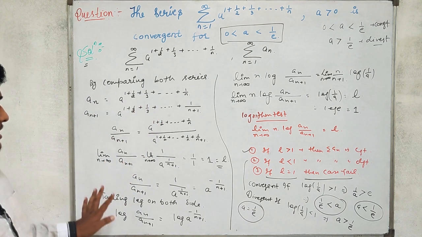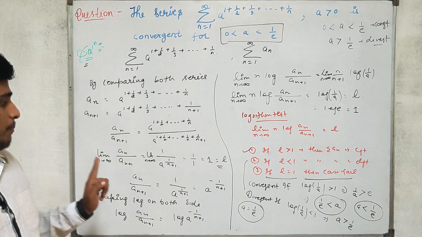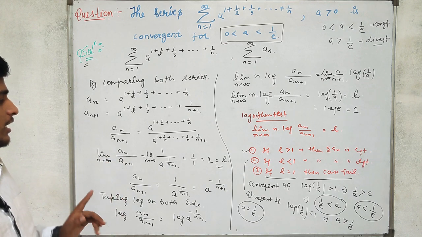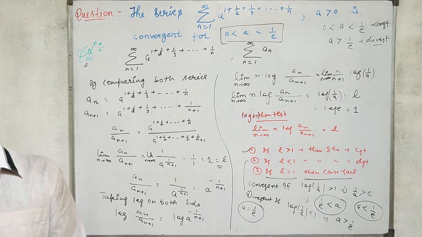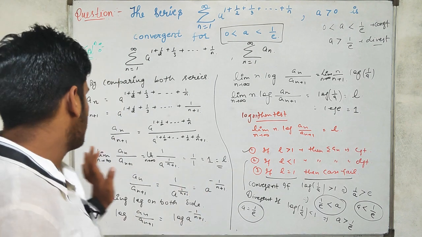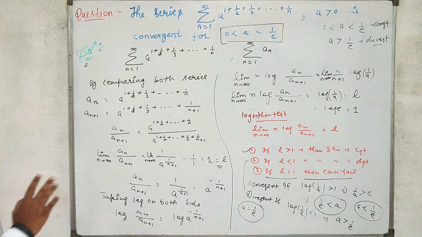First of all, we apply D'Alembert's ratio test, and we see that this test fails here. Now if you apply Cauchy's ratio test as well as Raabe's test, you get the value of L again equal to 1. So all these tests fail here, and we apply the last one, the logarithmic test.